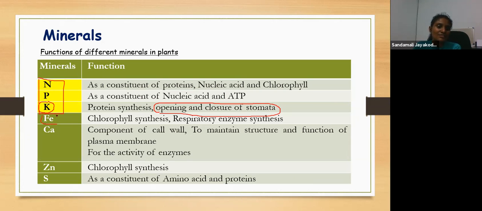Then Fe is really important for chlorophyll synthesis. Chlorophyll is the green color pigment in our plants. We see plants in green color due to the presence of chlorophyll. But to produce this chlorophyll, we need iron, Fe. So if there is a deficiency of Fe, we will lose the green color of the plants. Then what color do they turn?